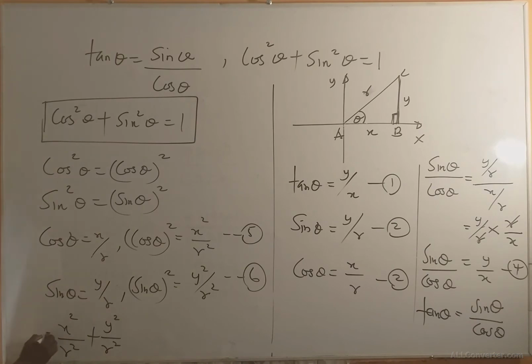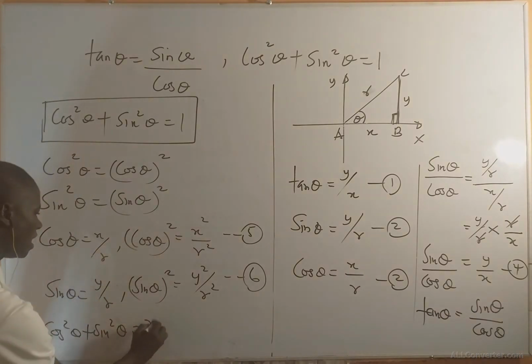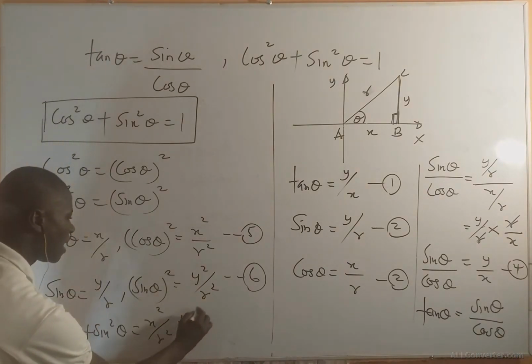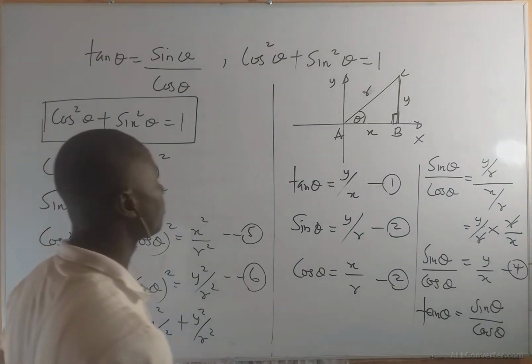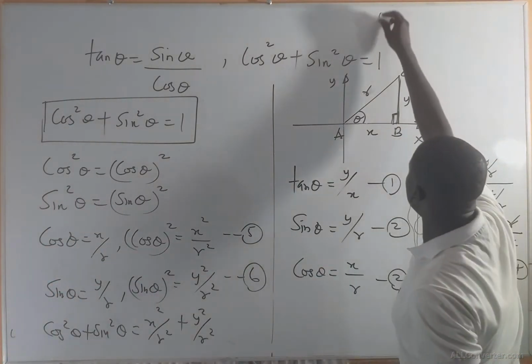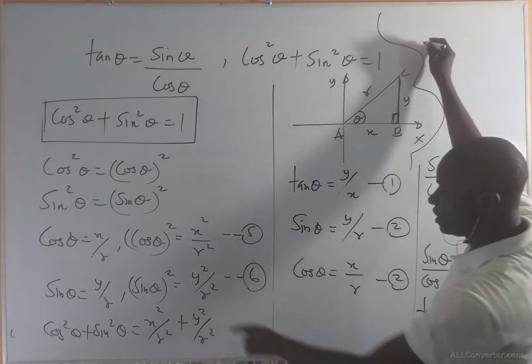Take note that this is the same as cos square theta plus sine square theta, which we are going to prove. Now, cos square theta is now x square over r square. Then sine square theta is now y square over r square. So we are now trying to prove whether this is equal to 1. Okay, so let's continue it here.